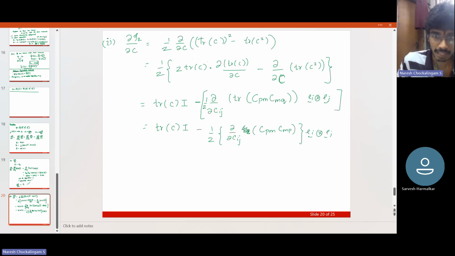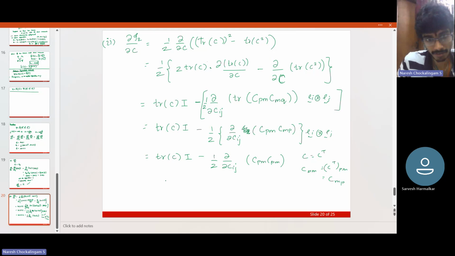But what is CPM CMP? C is a symmetric tensor. Therefore, C is equal to C transpose, which means CPM is equal to C transpose PM, which is equal to CMP. Therefore, CPM and CMP are the same. So this is nothing but CPM squared. So we get trace of C times I minus half ∂ by ∂Cij of CPM CPM.